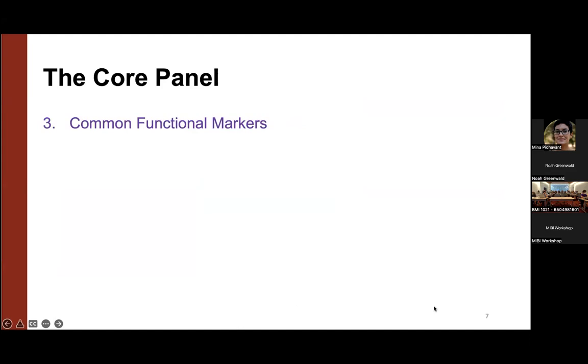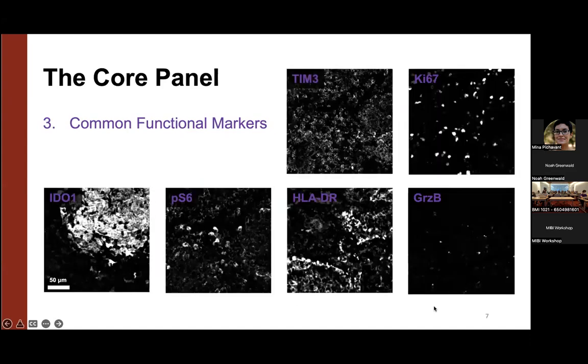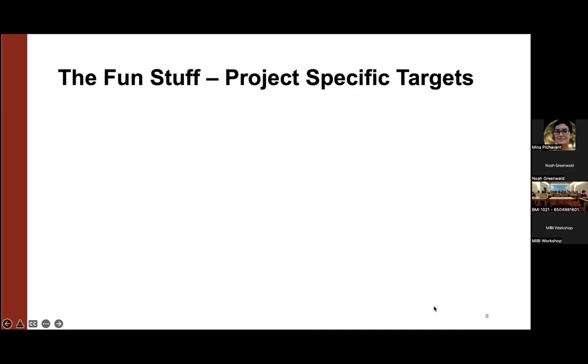Lastly, it's important to include some functional markers to better characterize some of the states that your cells could be at in your study. And these include, for example, IDO, which is generally indicative of immunosuppressive activity, phospho-S6 for activation, HLA-DR for class 2, granzyme for cytotoxicity, TIM3 for T cell exhaustion, T cell state, as well as Ki67 for proliferation. And so these are just some of the examples that our lab tends to use in almost every single study we have. Next, of course, we want to include some of the fun stuff, some of the project-specific markers.